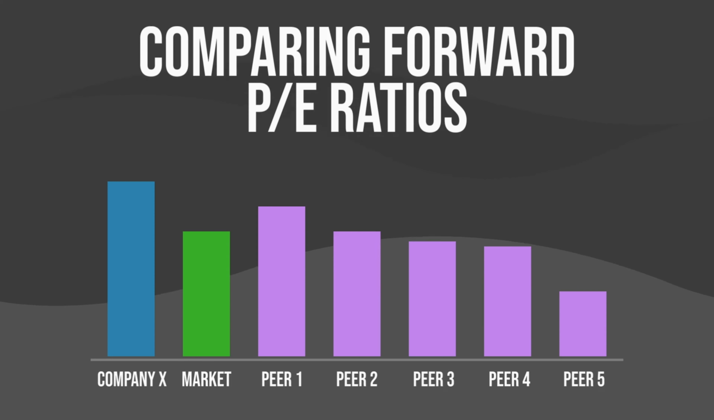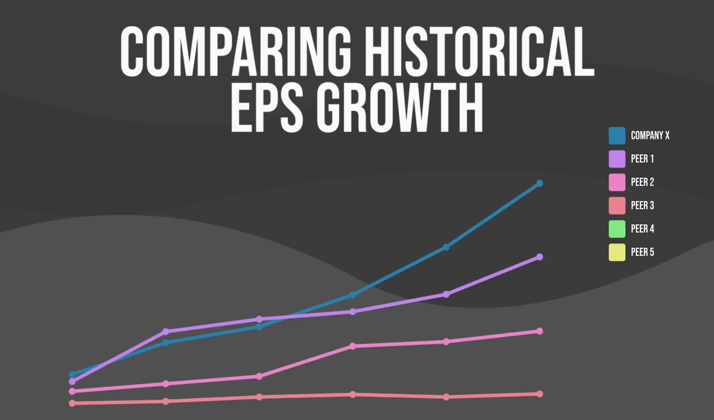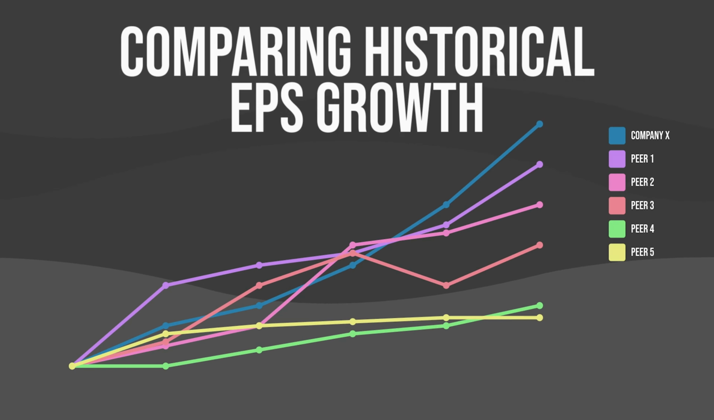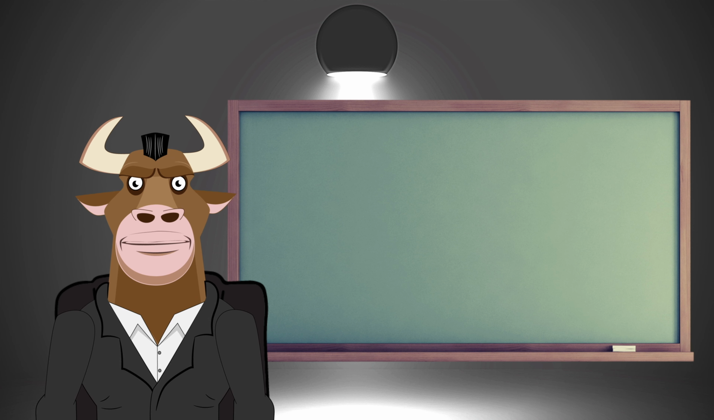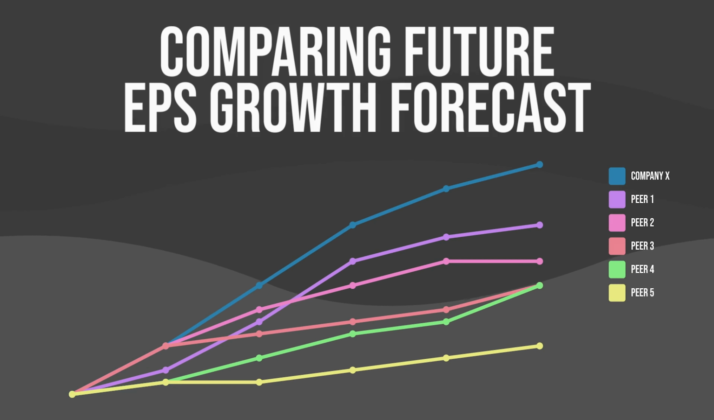Is Company X overvalued? Well, we need to do a bit more research. Let's look at the historical growth of Company X and its peers. Okay, so Company X has been growing faster than its peers over the past 5 years. But will this continue? Well, let's look at Company X's expected earnings growth for the next 5 years.